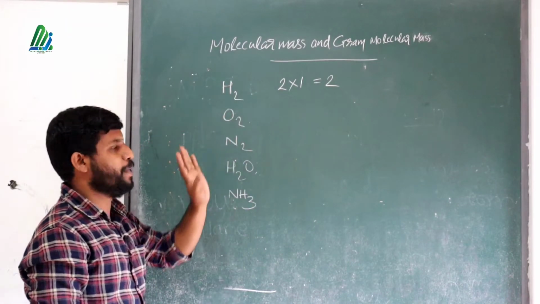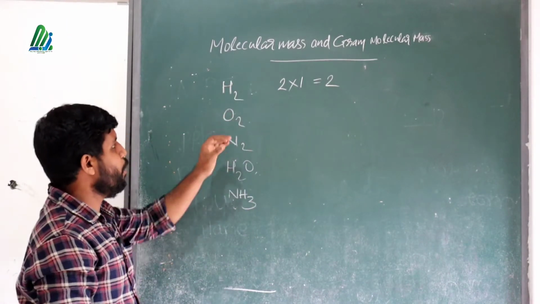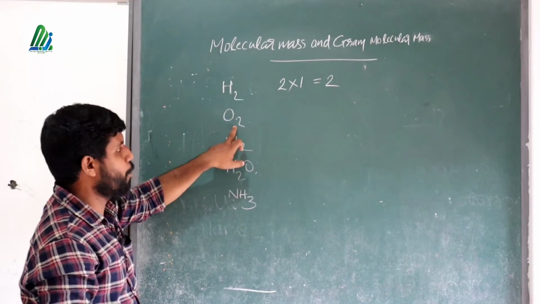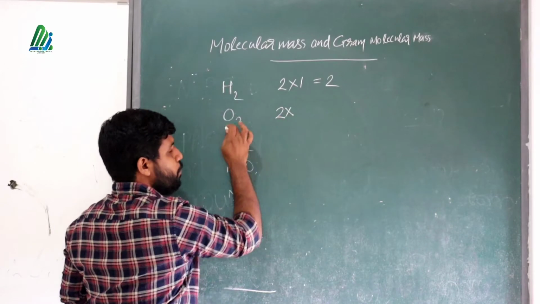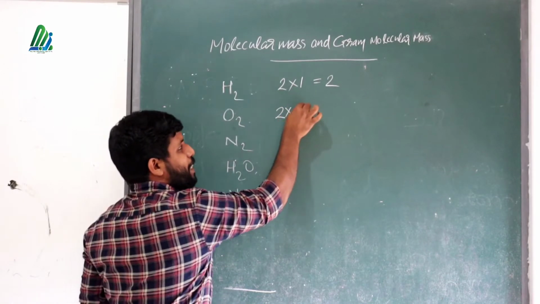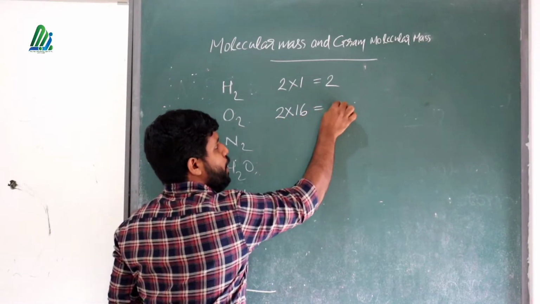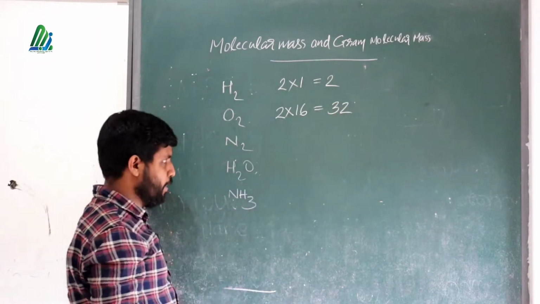Then oxygen is represented as O2. Then we want to find the molecular mass. Check how many oxygen atoms? 2 oxygen atoms. So 2 into the atomic mass of oxygen, 16. 2 into 16 is equal to 32. Okay, this is the way.